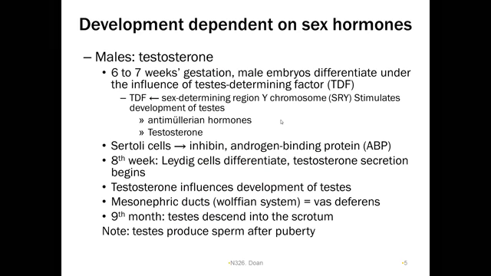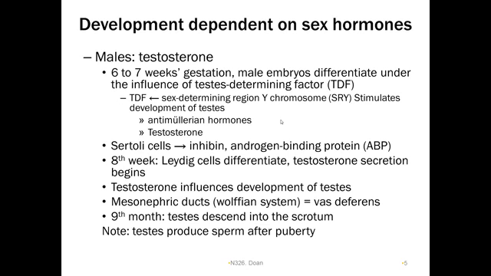So as testes begin to differentiate, Sertoli cells appear and aggregate to form testicular cords. Mature Sertoli cells will produce inhibin and androgen binding protein, which is important for spermatogenesis. Leydig cells also differentiate at the beginning of the 8th week, and the secretion of testosterone begins. Under the influence of testosterone, the male gonads develop into the two testes that produce sperm after puberty.